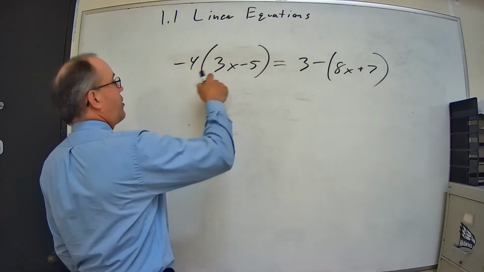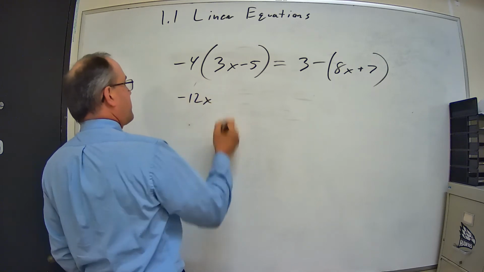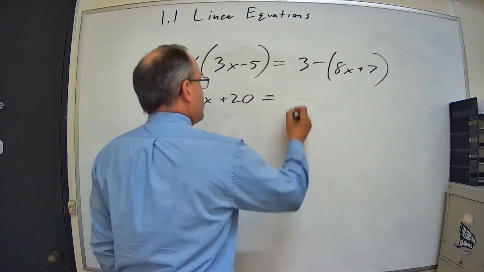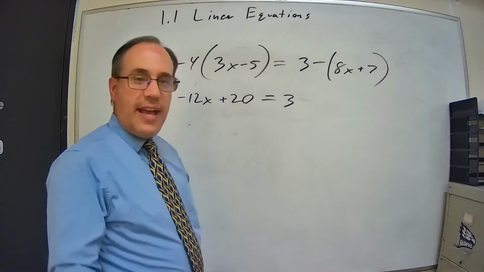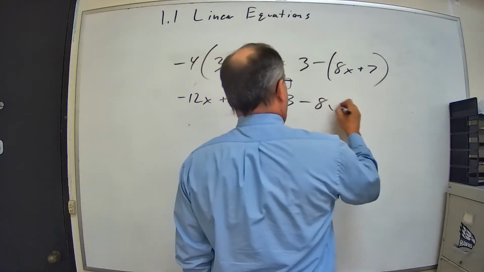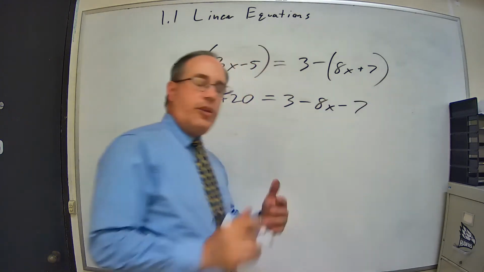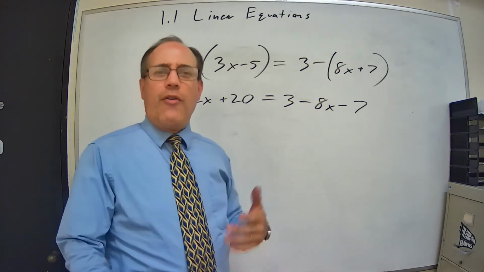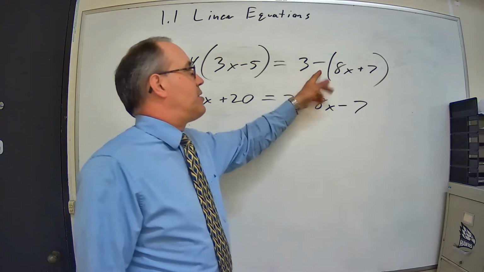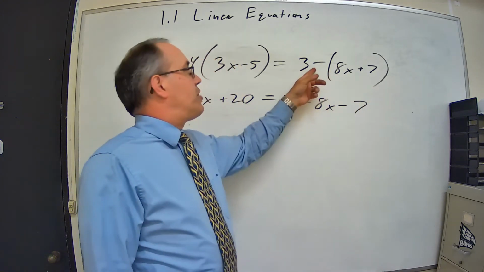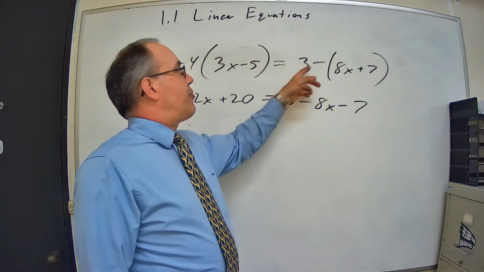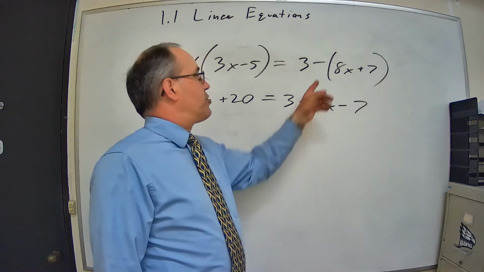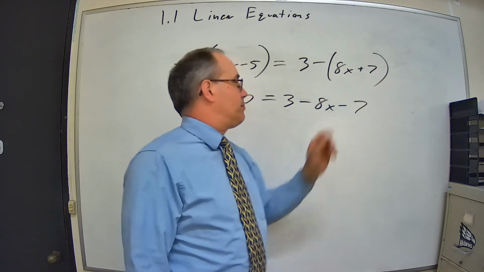So negative 4 times 3x gives me negative 12x. Negative 4 times negative 5 gives me plus 20. This is equal to 3. I'm going to distribute that negative through: minus 8x minus 7. And just remember, we tend to say negative or minus however it's helpful to us. This is actually 3 minus all of this. But when I distribute it through, it's like saying 3 minus 1 times this. We can distribute that negative 1 through, so it's negative 8x, negative 7.